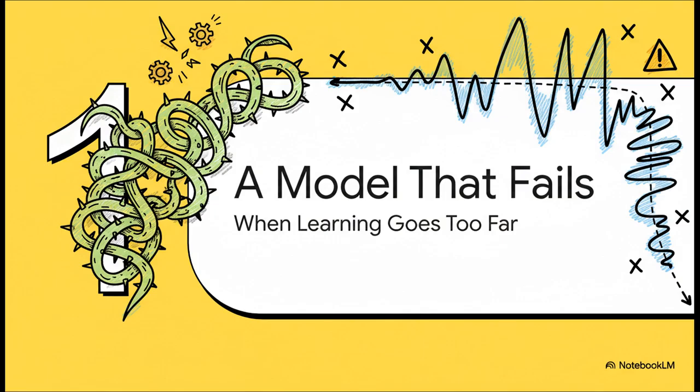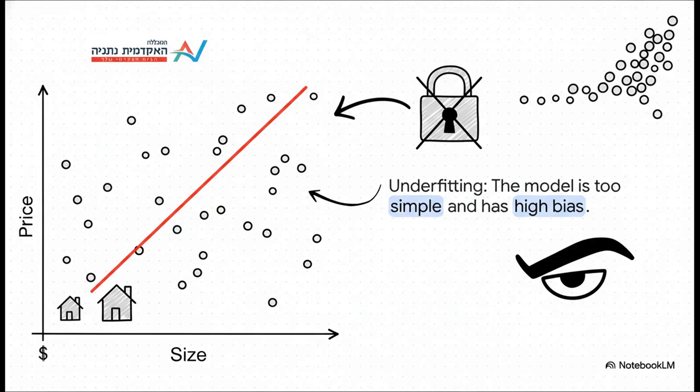Let's take a look at this in action. So imagine we're building a model to predict house prices based on their size. Our first attempt might be a simple straight line, just like this one. And you can see, it's not great. It kind of gets the general direction, but it's completely missing the real curve in the data. This is what we call underfitting. The model is just too simple, and its strong, kind of stubborn assumptions give it what's known as high bias.